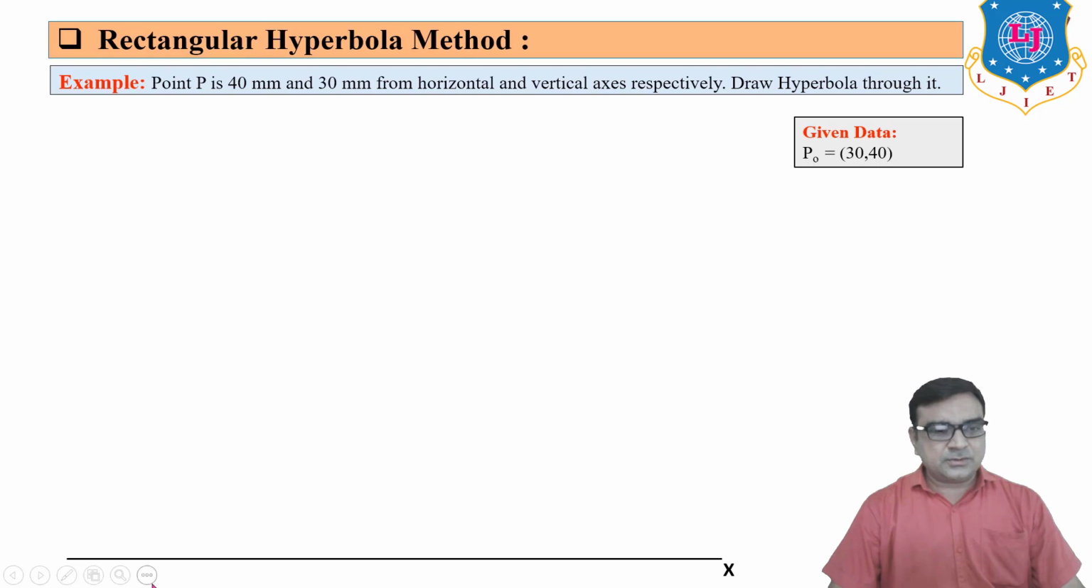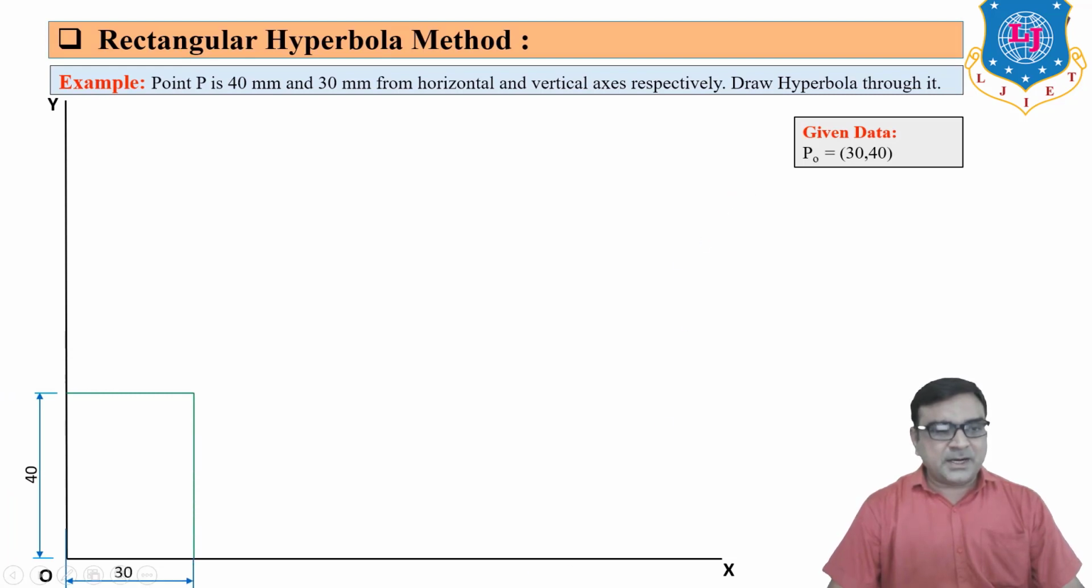So we have to draw one horizontal line and one vertical line, the horizontal axis and vertical axis. Then insert our point P0, 30 40, by taking 40 mm from the x-axis and 30 mm from the y-axis. This is our point P, and we want to draw the rectangular hyperbola which is passing through this particular point. For that, you have to take points 1, 2 on this horizontal line and 3, 4, 5 on this vertical line.